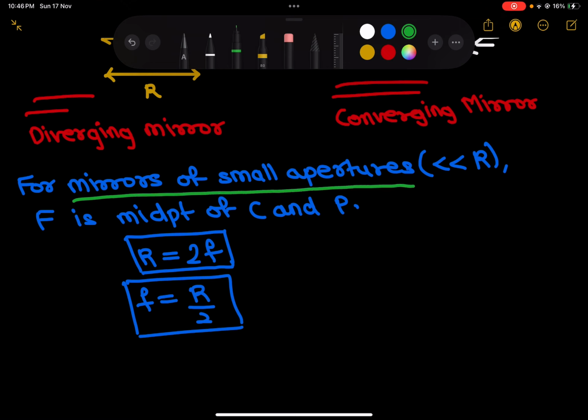Now in this chapter we are going to see such mirrors only. We are not going to go so deep, but just remember the condition. They may ask it, right? It's an unusual thing, it's an exception.